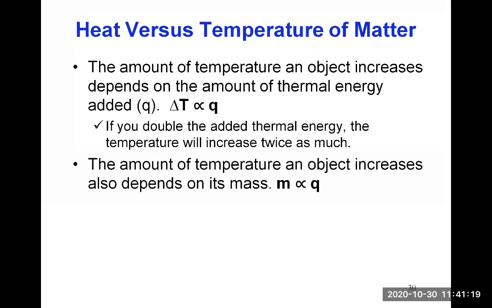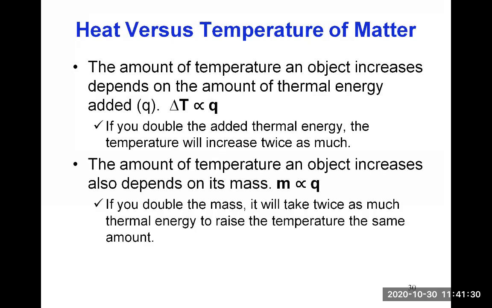The amount of temperature an object increases also depends on its mass. So mass is proportional to the thermal energy provided. So if you double the mass of your substance, it will take twice as much thermal energy to raise the temperature the same amount of degree.